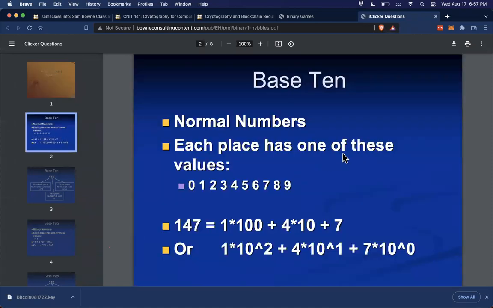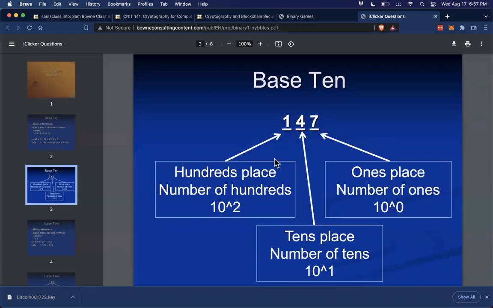nibbles. So normal numbers we're all used to, 147. 1 means the number of hundreds, 4 means the number of tens, and 7 means the number of ones. So you could say 1 times 10 squared, and 4 times 10 to the 1, and 7 times 10 to the 0. That's what we're doing with normal numbers. So you have hundreds, tens, and ones.